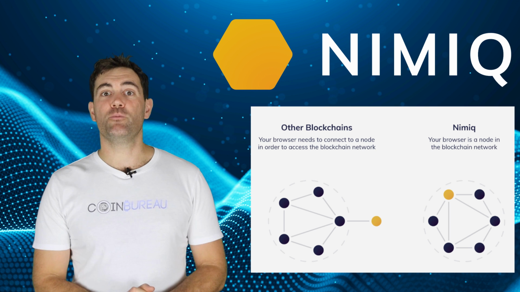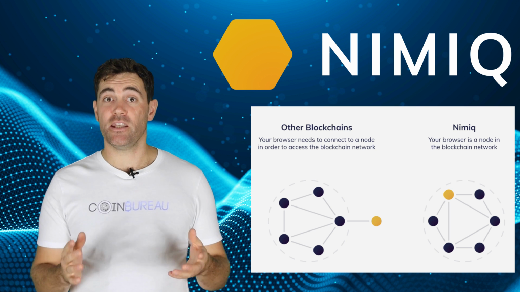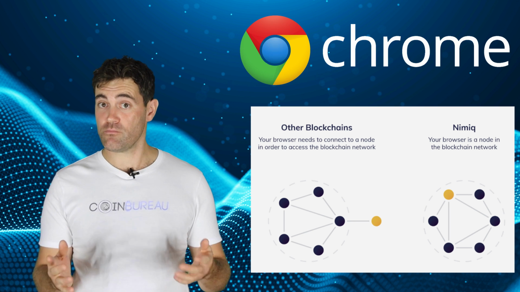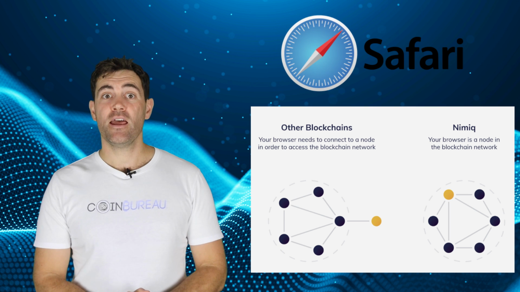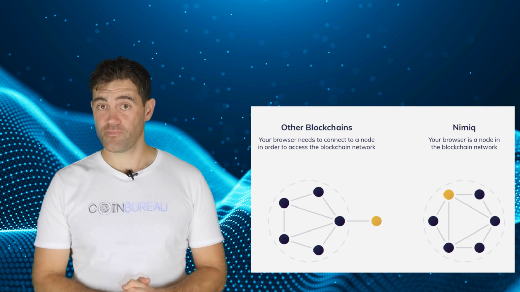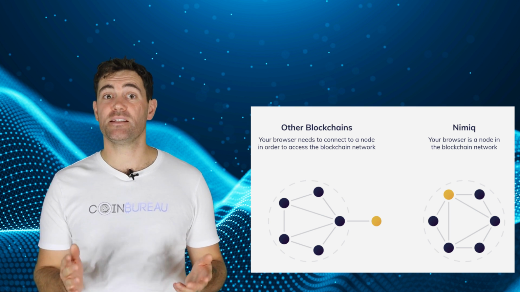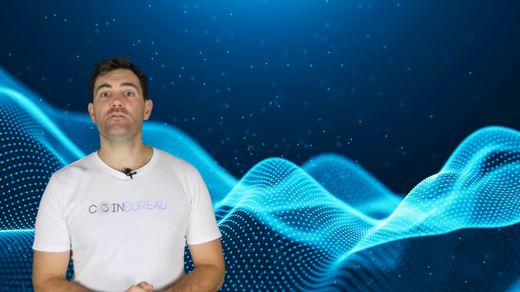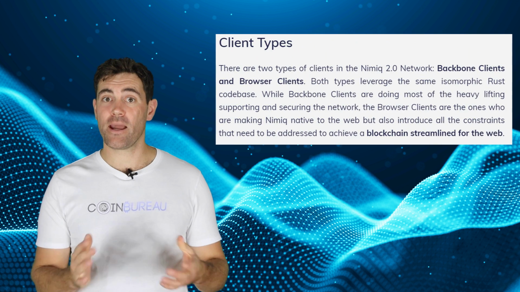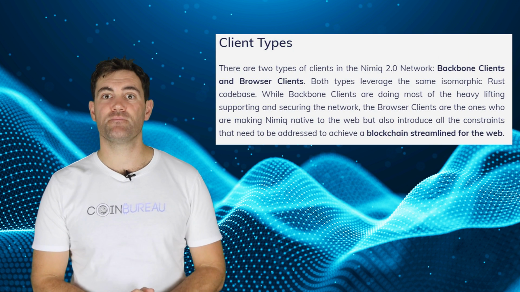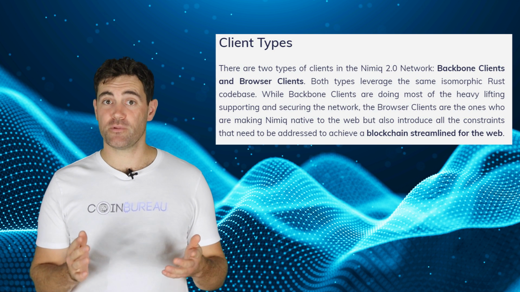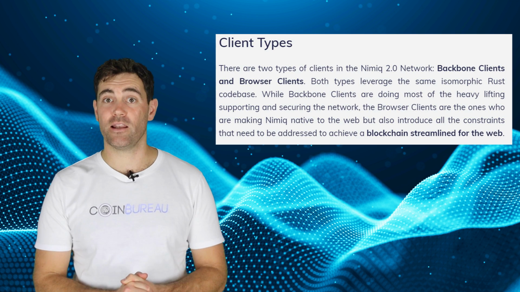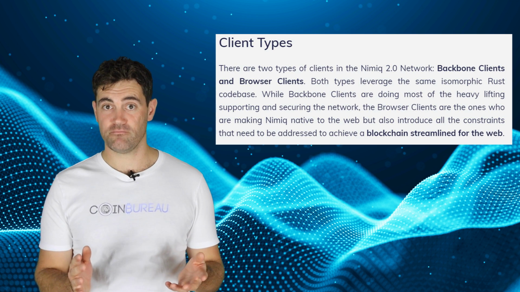With Nimiq, your browser actually becomes a node in the Nimiq blockchain network. This means that anyone using web browsers like Chrome, Brave, Firefox, and Safari can run a Nimiq node. This lack of reliance on third parties makes Nimiq a very censorship-resistant cryptocurrency. There are two types of node in the Nimiq network: backbone clients and browser clients. Both use the same JavaScript codebase. However, a high-performance version of the backbone client is also available in the Rust programming language.